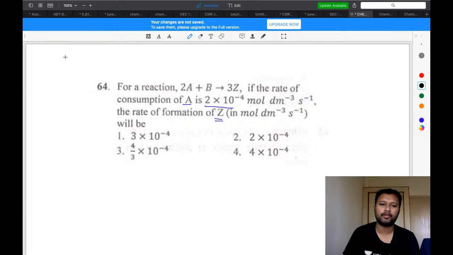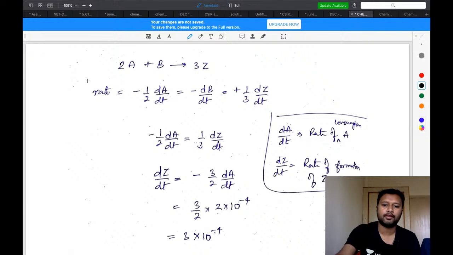So let's use the rate law equation. I guess it is solved. So the equation is given as 2A + B giving you 3Z.